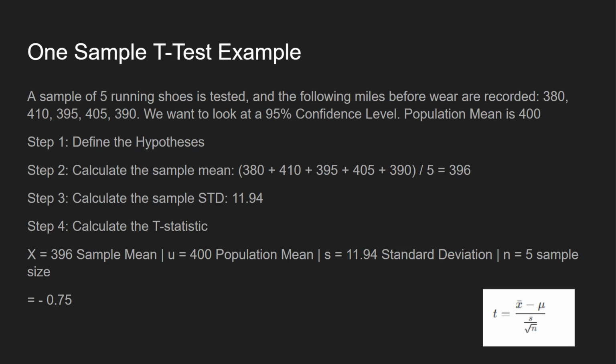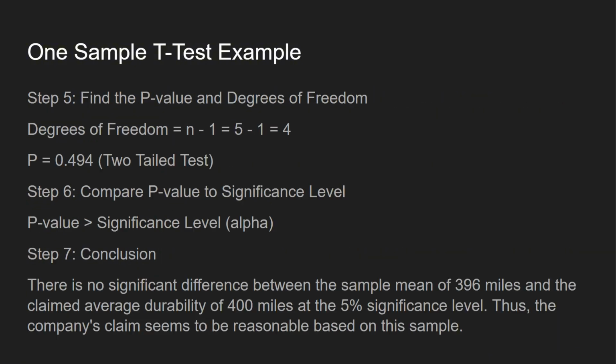Okay. Next, we're going to find the sample mean. So add these together, divide by 5: 396. I'm not going to show you step by step how to do the standard deviation, but you get 11.94. And now we're going to want to calculate the t-statistic. I have the formula down here at the bottom right. We take the sample mean, so 396 minus 400, then divide that by the standard deviation divided by the root of 5. I end up getting a value of negative 0.75.